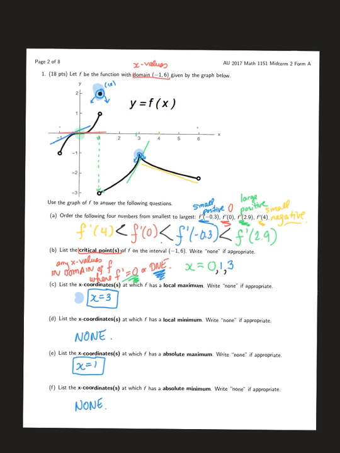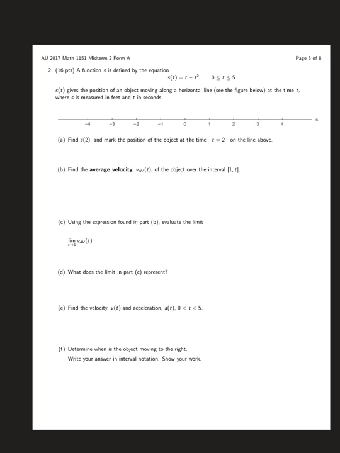Let's move on to the next question. A function s is defined by the equation s of t equals t minus t squared for t between 0 and 5, including 0 and 5. S of t gives the position of an object moving along a horizontal line at time t, where s is measured in feet and t in seconds. Find s of 2 and mark the position of the object at the time t equals 2 on the line above. Well, seems like an easy question, right?